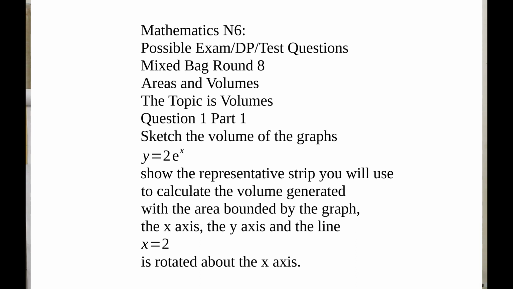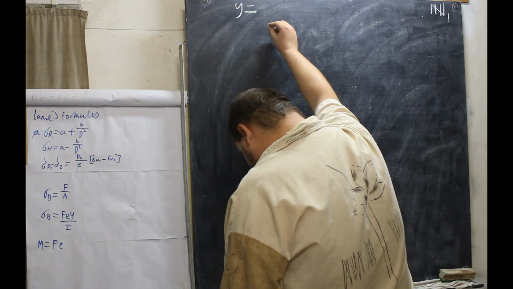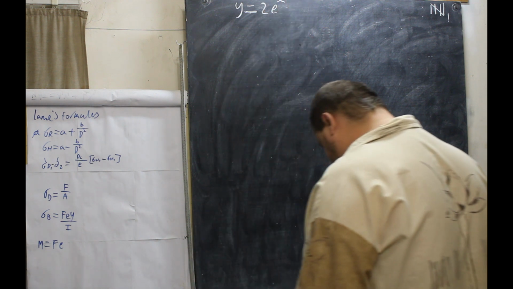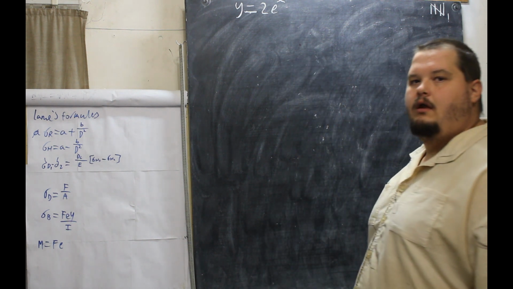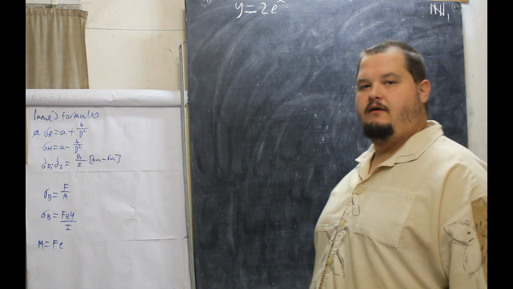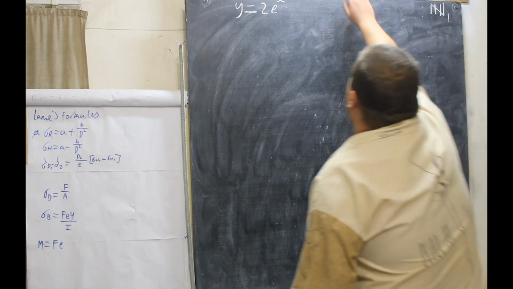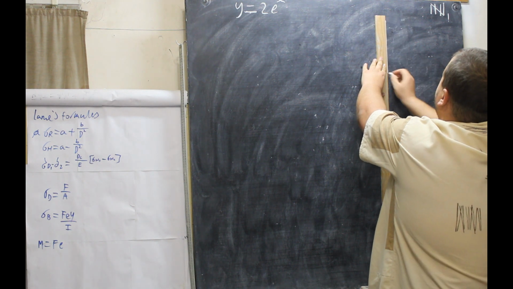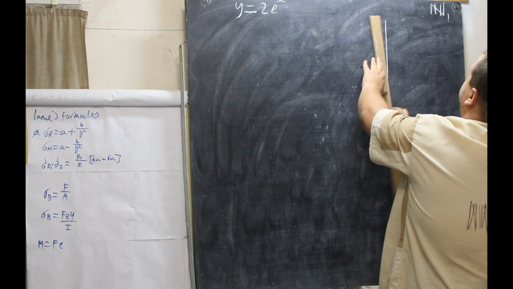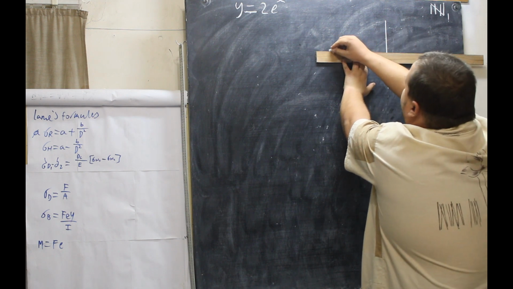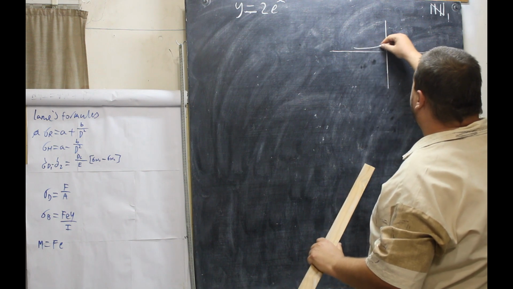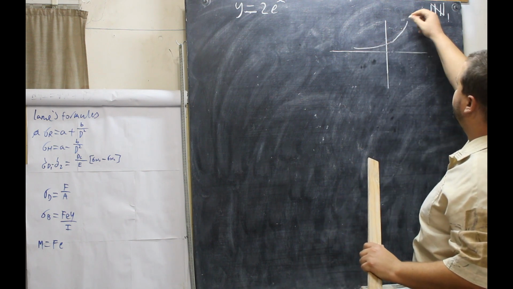Now our question states, sketch the graph of y is equal to 2e to the x. Now we've got to sketch this graph. So what the graph will look like in a nutshell, just draw a little bit bigger. In a nutshell, our graph will look like this.